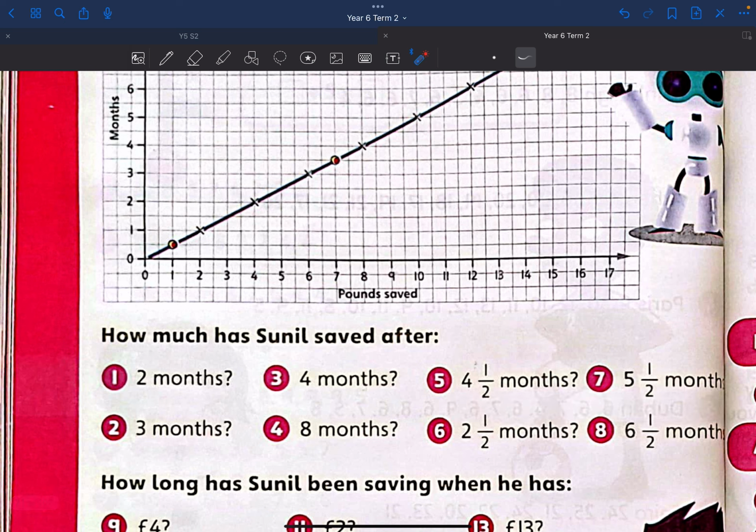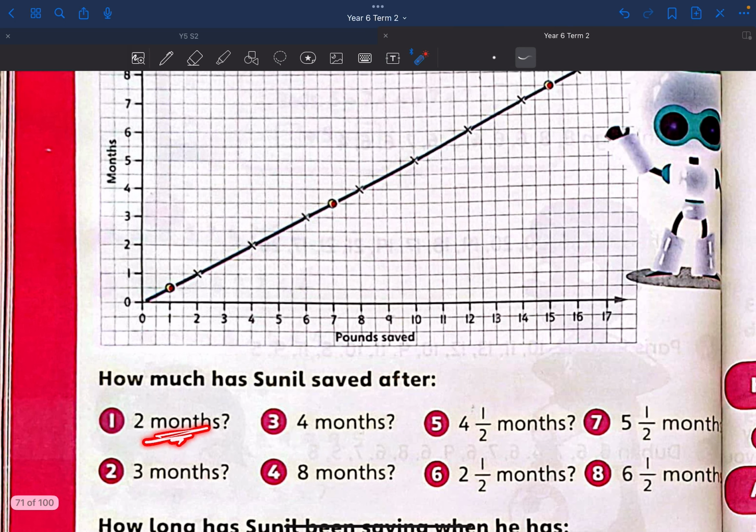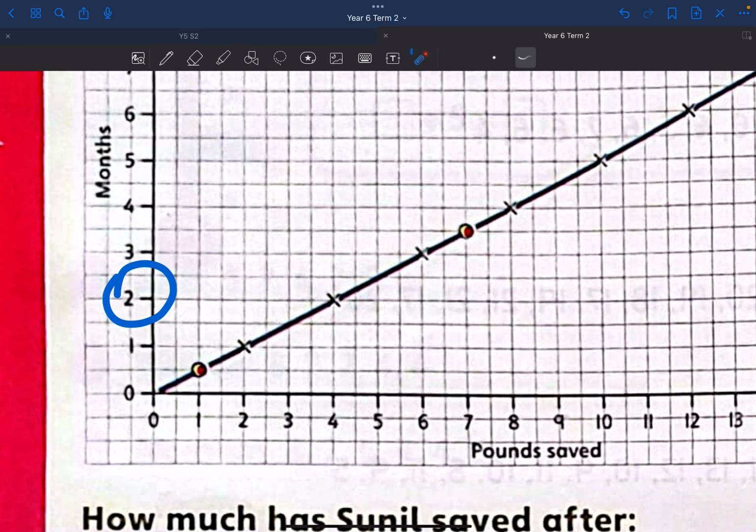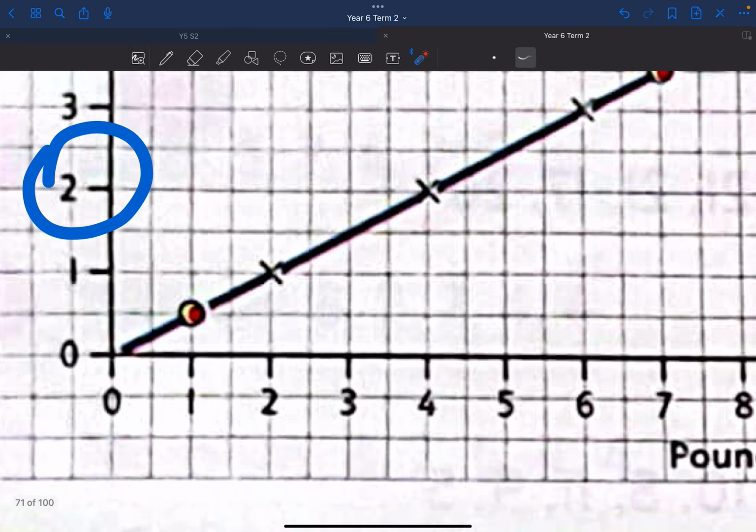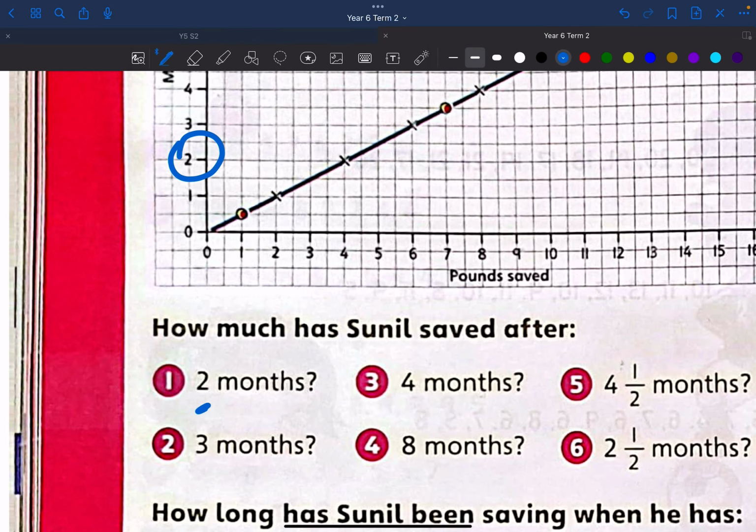So how much has Sonal saved after 2 months? I need this, I don't know this. I need it by knowing the months. 2 months. What is the month side? Ah, this is months. So this is 2. Now what do I do? I take my ruler. I connect, careful. Stop here at this coordinate. Then I go down. So how much did he save in 2 months? £4. Easy.